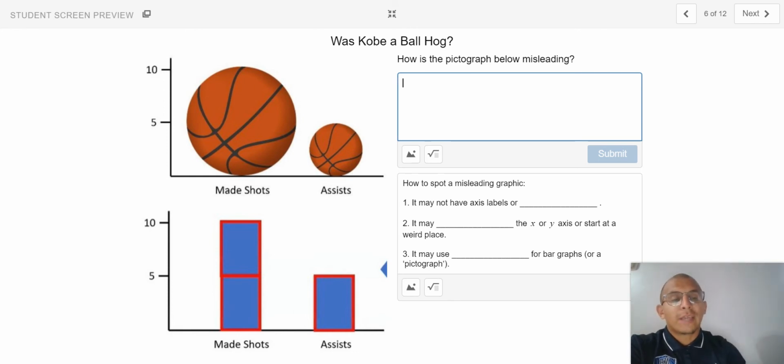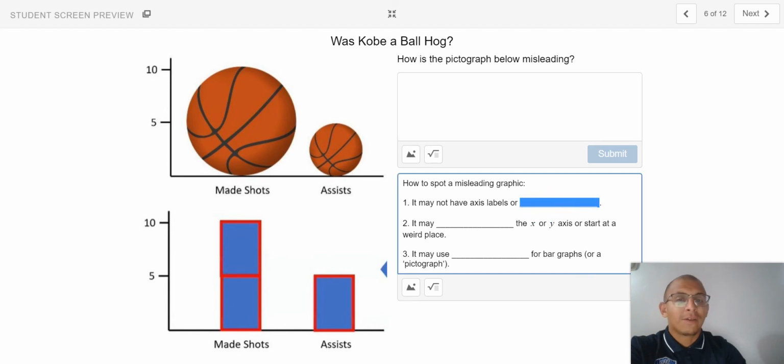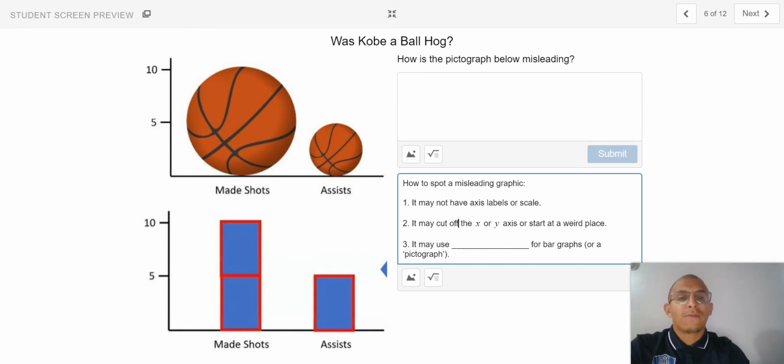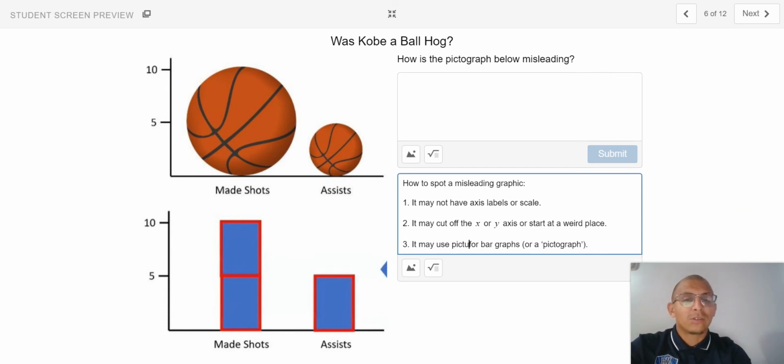So there are certain characteristics that we can look to identify in order to spot a misleading graphic. One of those things is that the graphic may not have axis labels or a scale. It may cut off the X or Y axis or start at a weird place. And we'll go back to that original graphic regarding Planned Parenthood and see how that comes to fruition. And it may use pictures instead of bar graphs, which we refer to as a pictograph.